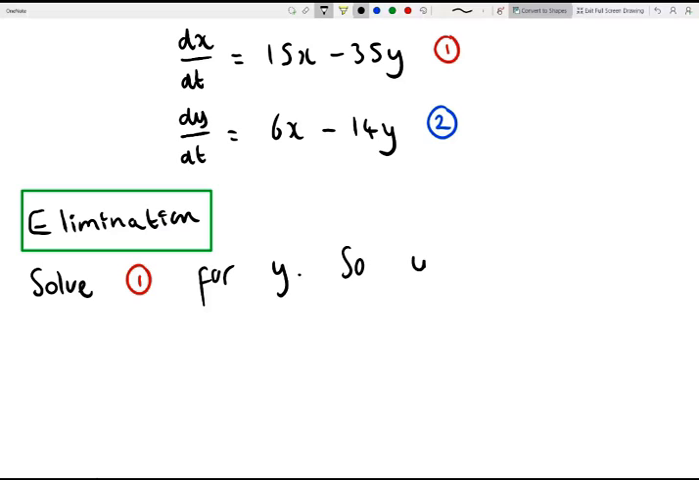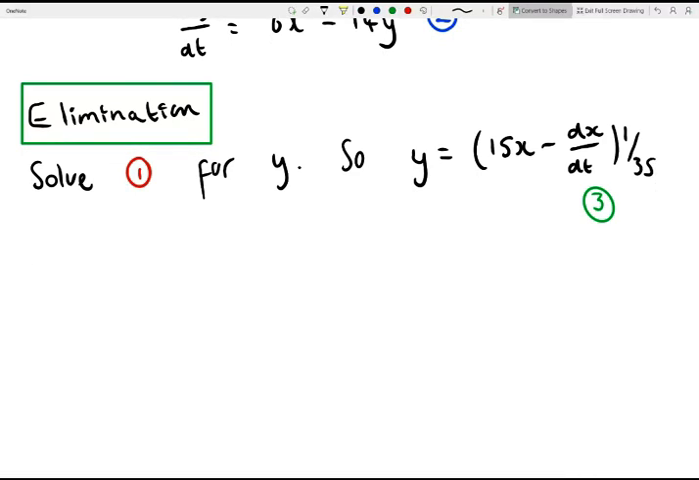So looking at equation 1 and rearranging for y, we get that y is 15x minus dx by dt, and that's all over 35. And let's label that as equation 3.